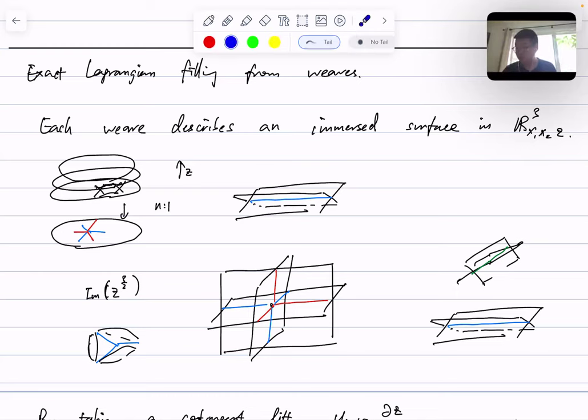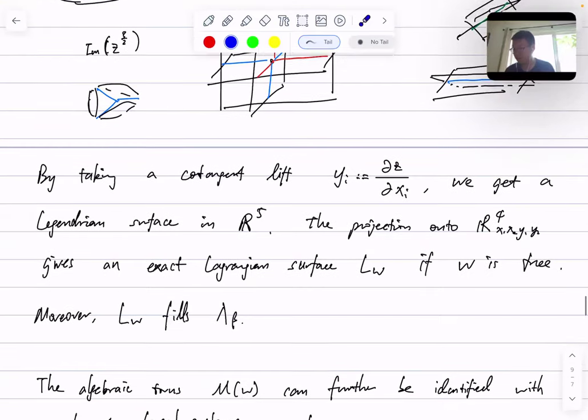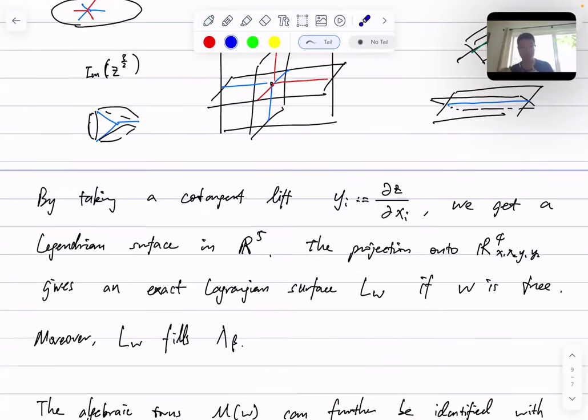Okay. And there's a reason I use x1, x2, z rather than x, y, z. That's because I'm going to do what I did with the Legendrian link, right? So I'm going to get a Legendrian surface by taking a cotangent lift. So I'm going to set yi to be the partial derivatives of z with respect to xi. And this way, we're going to get a Legendrian surface in R5. And the projection of the Legendrian surface onto R4 gives an exact Lagrangian surface. Okay. So this R4 is going to be symplectic.